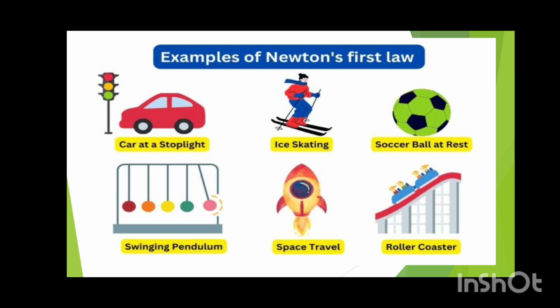Swinging pendulum. The pendulums are swinging to and fro. That means without any external unbalanced force acting on the pendulum, no pendulum can stop its moving. Space travel. We already know that spacemen or spaceships always continue in their uniform motion unless stopped by some external unbalanced force. Okay, roller coaster. The roller coaster always wants to be in its rolling motion without any unbalanced force being applied.